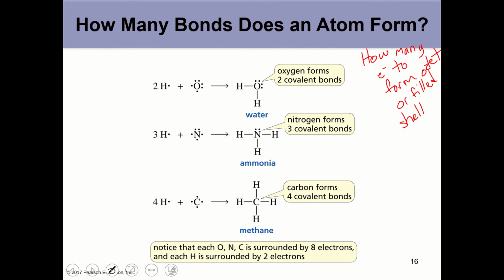But they still have to have an octet. So if oxygen only has 2 bonds, that counts for 4 electrons. It needs 4 more. The other electrons are going to be present as lone pairs. Water, 2 bonds, 2 lone pairs. Nitrogen, 3 bonds, 1 lone pair. Carbon, 4 bonds, no lone pairs. All 8 electrons in bonds.